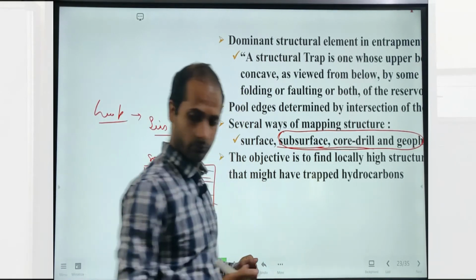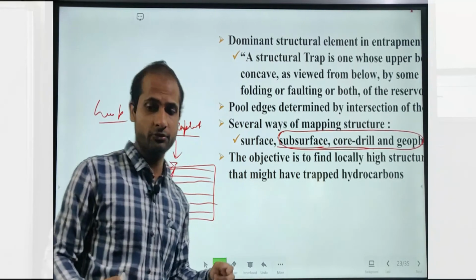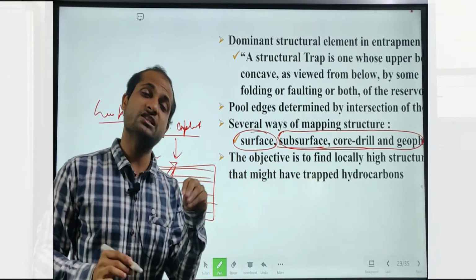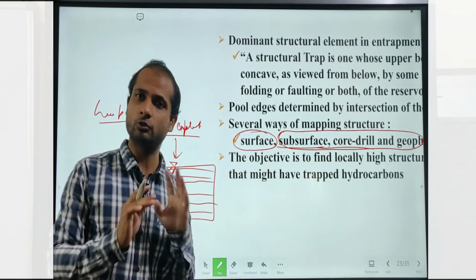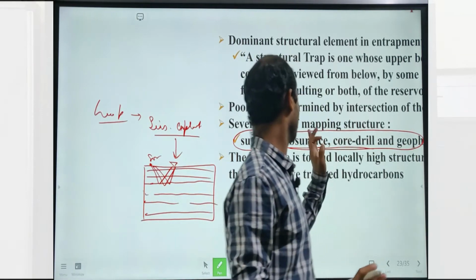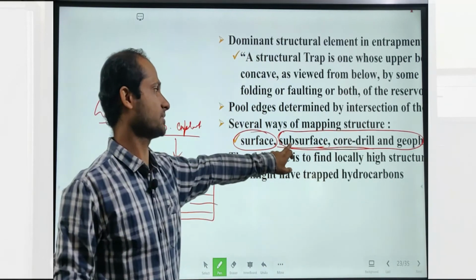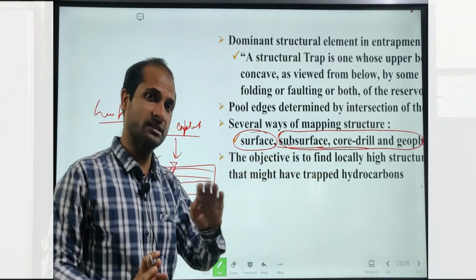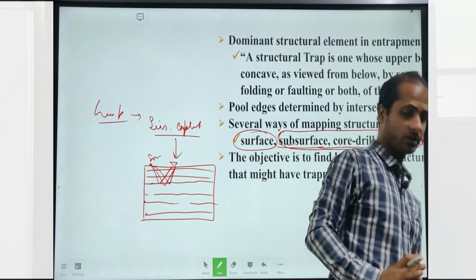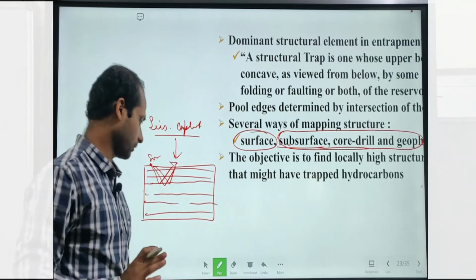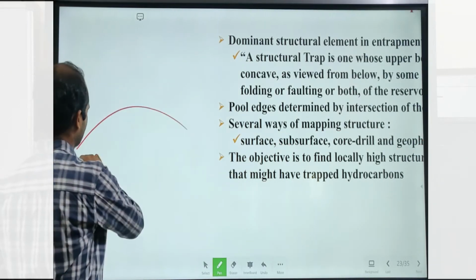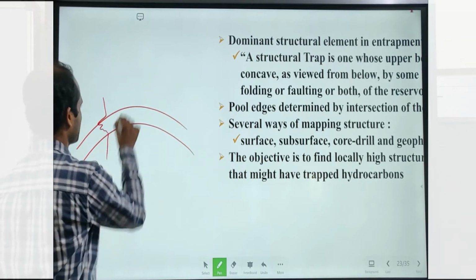And in core drilling, what do we do? The surface mapping method is used in the initial phase of hydrocarbon exploration, when we don't have any information about the area. Then we go for the geophysical method, which is subsurface mapping. The geophysical method is the next step of mapping an area, and core drilling is the last step of mapping that particular area. What do we do in core drilling? Usually, suppose there is a structure and we have drilled several wells.